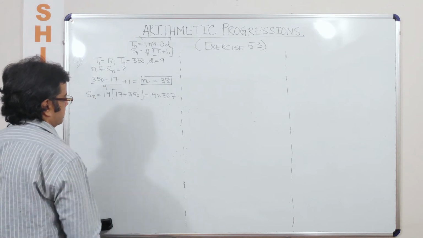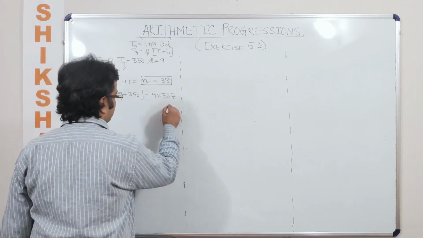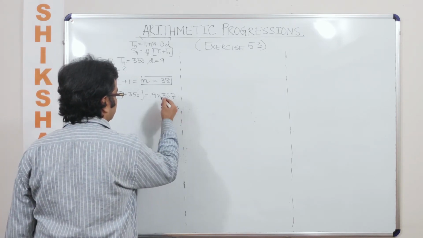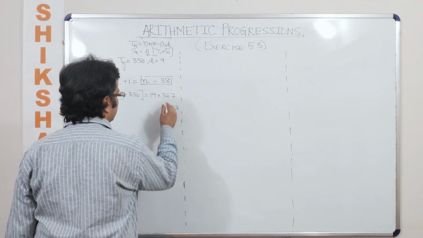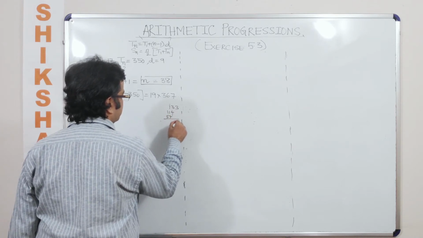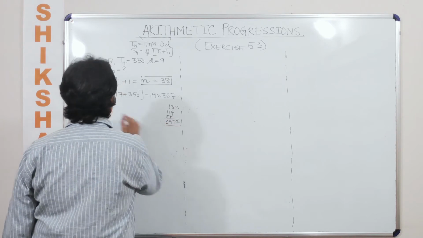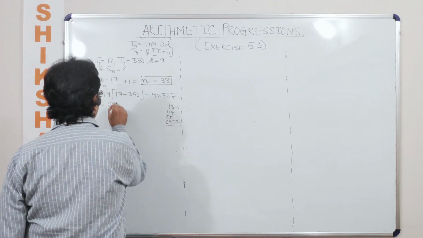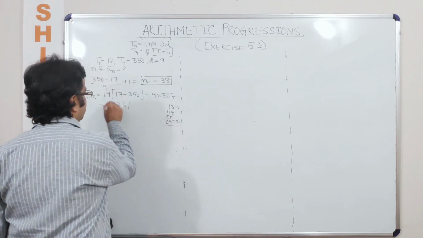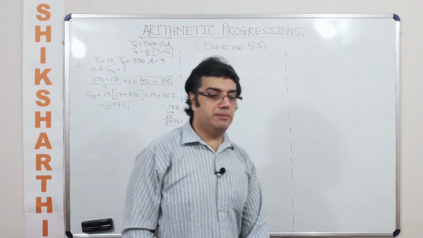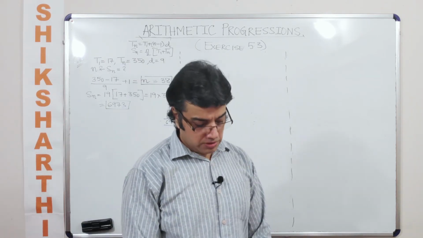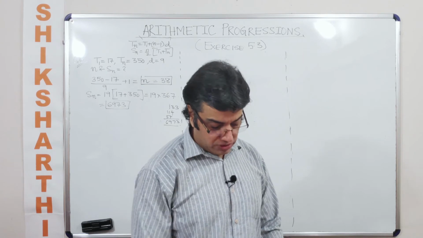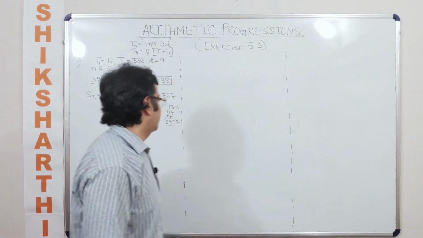Okay, how do we do this? How much is 19 into 7? 133. 19 into 6, 114. 19 into 3, 57. So can I say this is 6973? Now check out whether I have multiplied this correctly or not. Now if I have multiplied it correctly, naturally the answer should come out to be 6973.